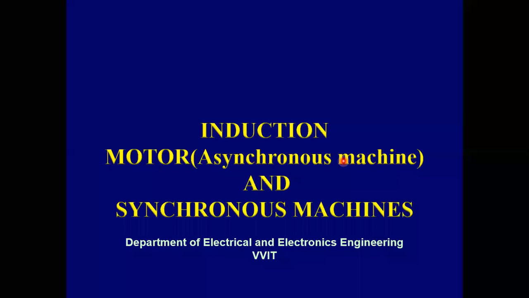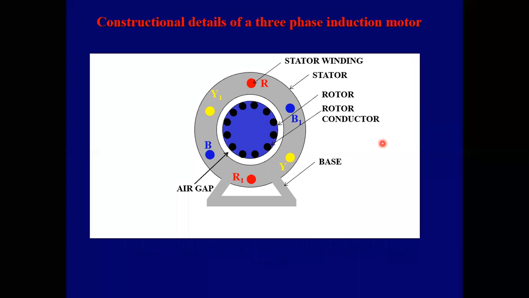NR cannot be equal to NS. Why can it not be equal? Suppose the rotor conductors are rotating at NS, which is the same as the stator field speed. These are the rotor conductors, and this is the speed of flux. What is the speed of flux? NS, right? And these are the rotor conductors.